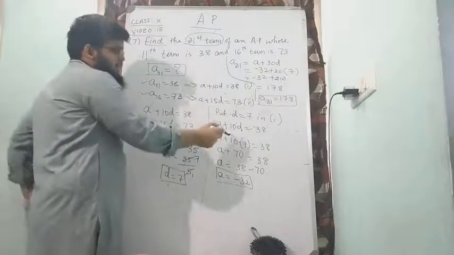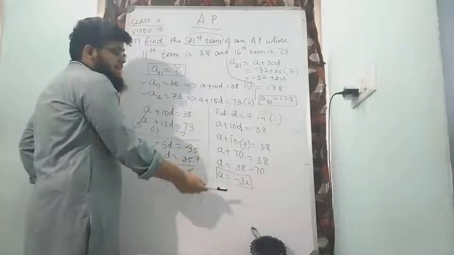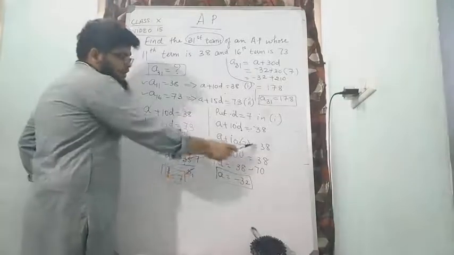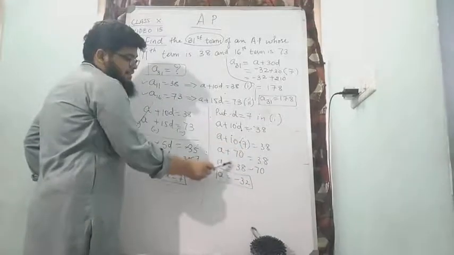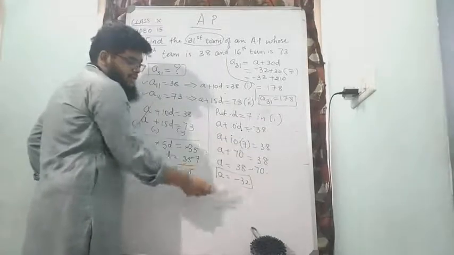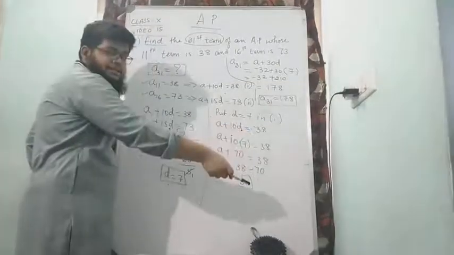I will put it in the first equation. The first equation is A plus 10D equals 38. A plus 10 times D, whose value is 7, equals 38. A plus 10 sevens are 70, equals 38. A is equal to: shift plus 70 to the other side. 38 will come first, and plus 70 will go after that and become minus 70.